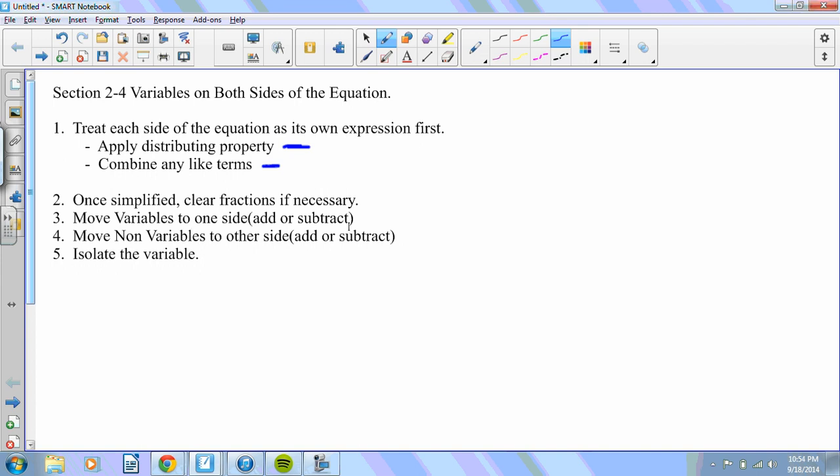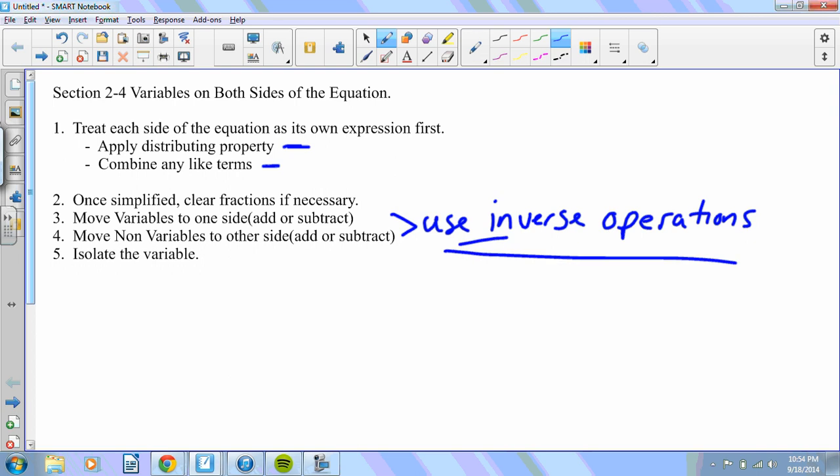And again, we move things by adding and subtracting. Remember, use inverse operations. When you add, the inverse operation is subtract. When you subtract, the inverse operation is addition. So make sure we're using inverse operations in there.